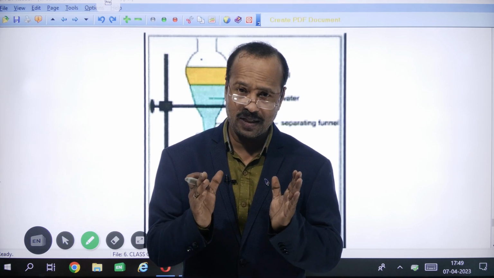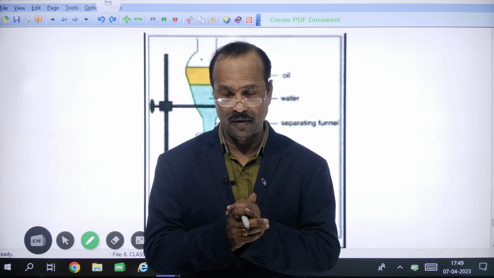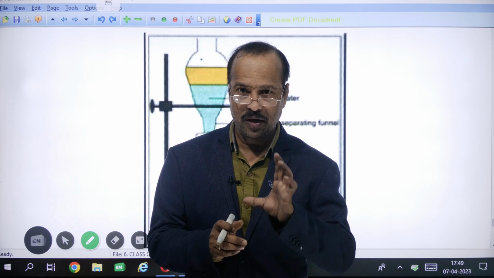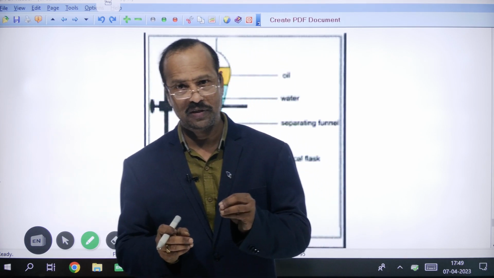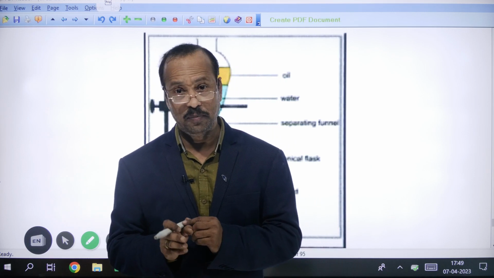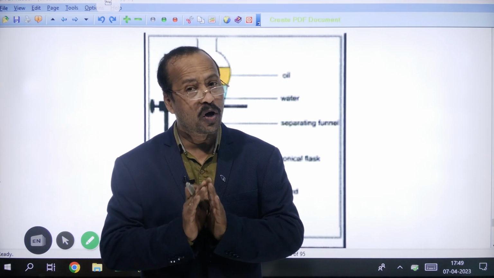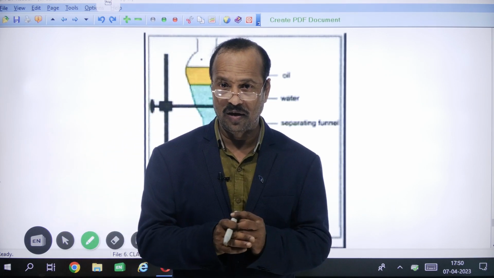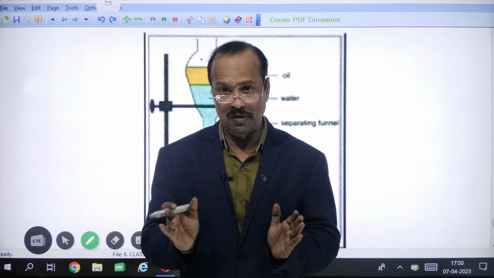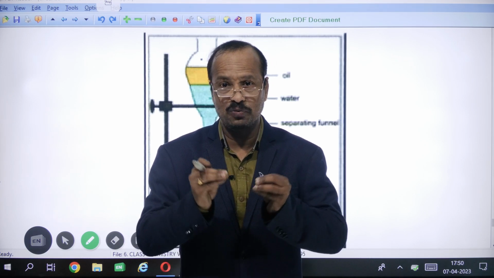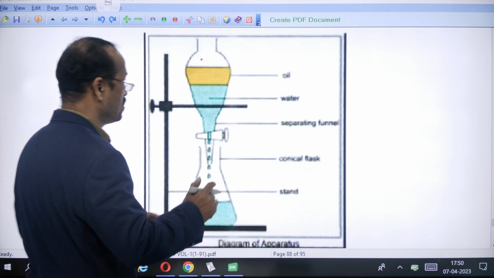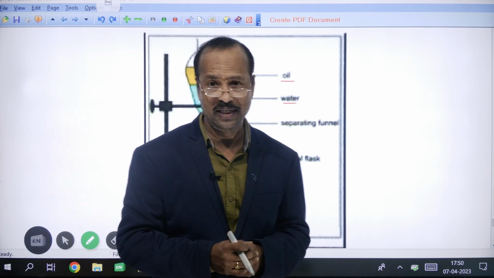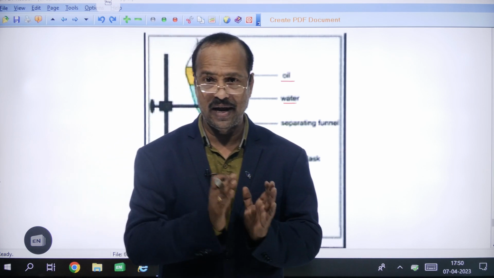Students, you know that, for example, if you take oil and water, do they mix with each other? No. Once you try, take one small beaker, pour some water in it and then pour some oil. You will observe that water and oil do not mix with each other, right? So in such liquids, two liquids which are immiscible, which do not mix with each other, for example oil and water. The two liquids we are taking, one is oil, the other one is water.